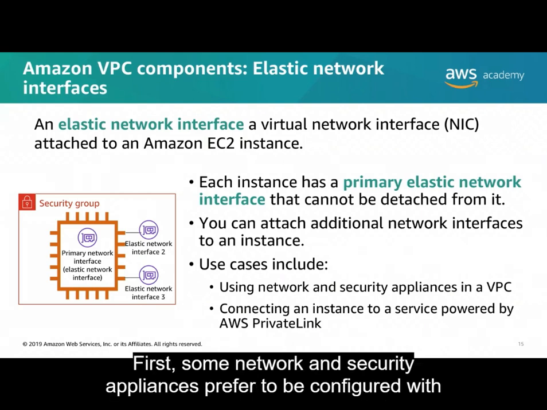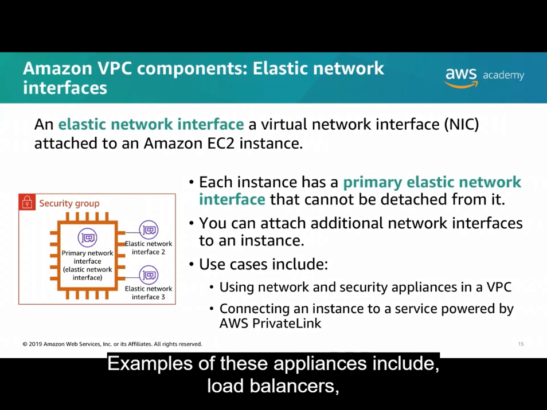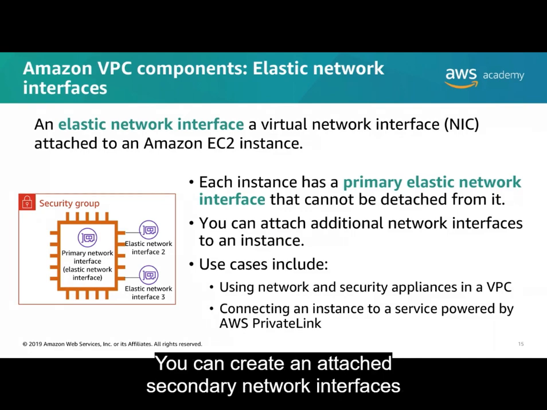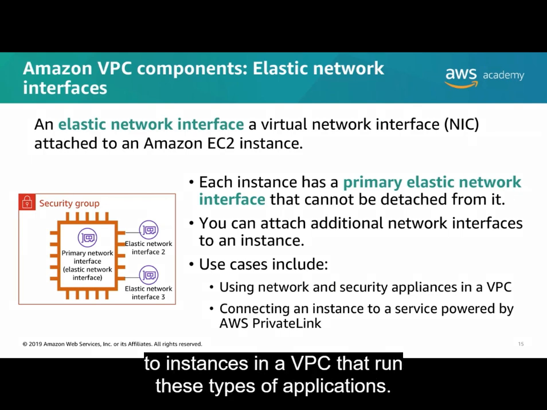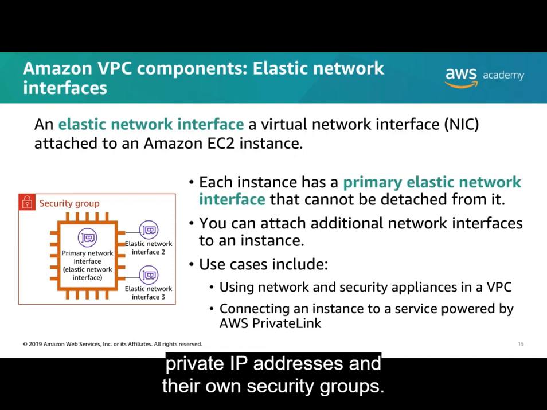First, some network and security appliances prefer to be configured with multiple network interfaces. Examples of these appliances include load balancers, network address translation, or NAT, servers, and proxy servers. You can create and attach secondary network interfaces to instances in a VPC that run these types of applications. You can also configure the additional interfaces with their own public and private IP addresses and their own security groups.